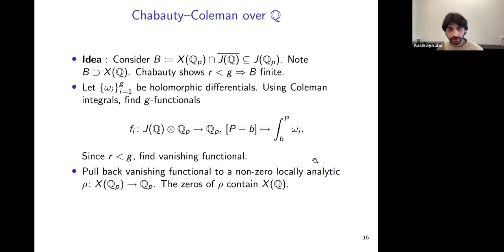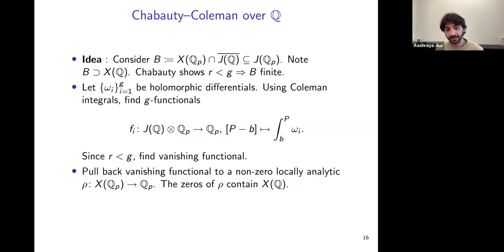Okay, so Jen talked about this, and I'll just quickly go through this again. There's this method of Chabauty and Coleman, where what one is doing is you look at this p-adic manifold J(Q_p), and you look at smaller dimensional manifolds X(Q_p), which has dimension 1, and the closure of J(Q), which has dimension r. So if r is less than g, then r plus 1 is less than or equal to g. And then due to an unlikely intersection principle, you don't actually expect infinitely many points because the codimension is too small. And Chabauty exactly shows this.